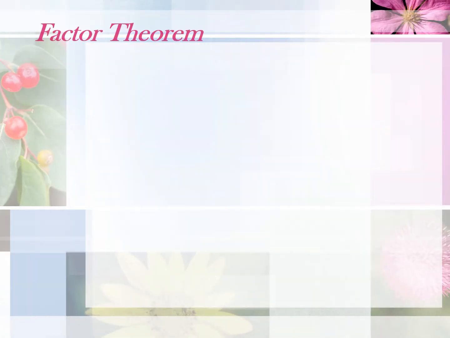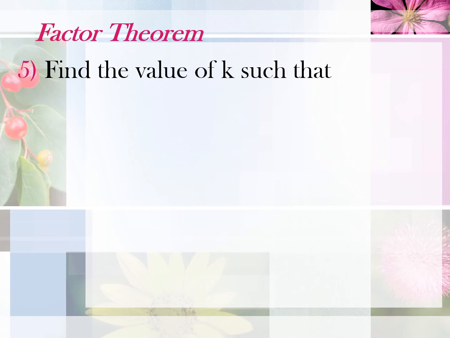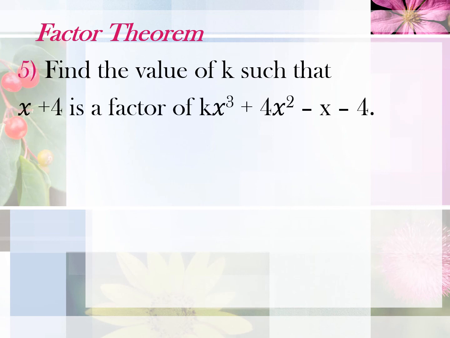Okay, proceed tayo sa fifth example. Find the value of k such that x plus 4 is a factor of kx cubed plus 4x squared minus x minus 4. So, dito, kailangan natin isolve yung c. So, additive inverse ng 4 ay negative 4. So, ang c natin is negative 4. And then, para ma-solve or pag sinolve ang p of negative 4, dapat ang sagot ay 0 since x plus 4 is a factor of this function.